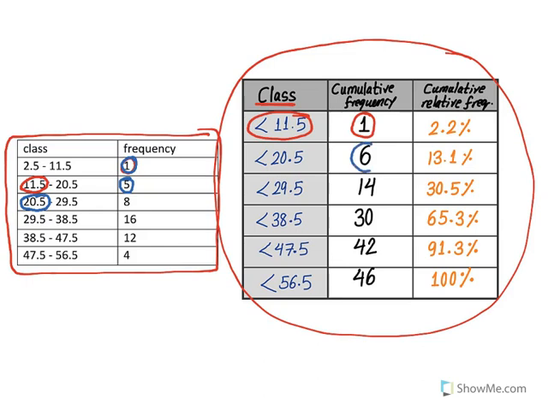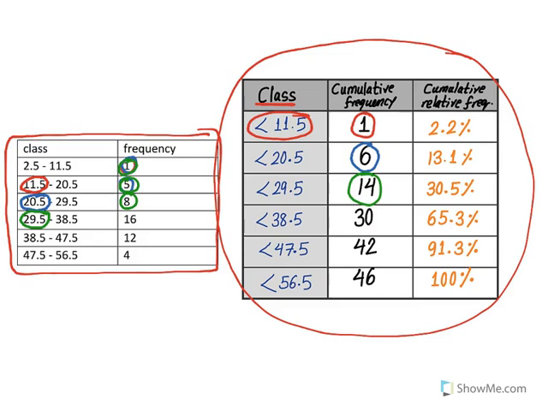So this will give you the 6 here. And then something that is less than 29.5, it's going to be the 1 plus the 5 plus the 8, which is 14. And so on. You can continue making this cumulative frequency. Each time you add the next one in the table.